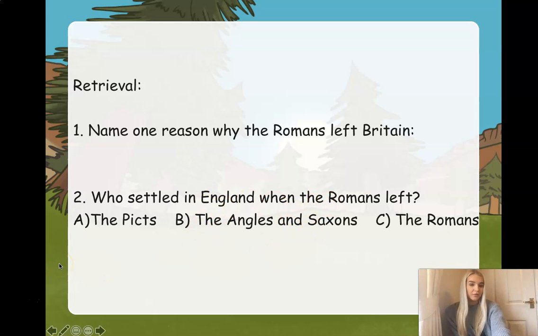Now, you might not have heard them like that before, but we're going to speak a little bit about where they came from, so you'll learn why they were called the Angles and the Saxons today.